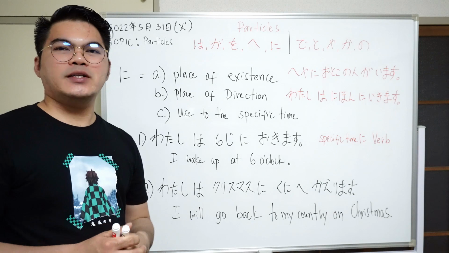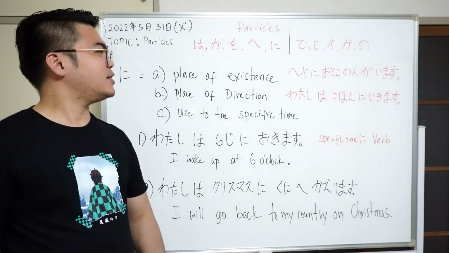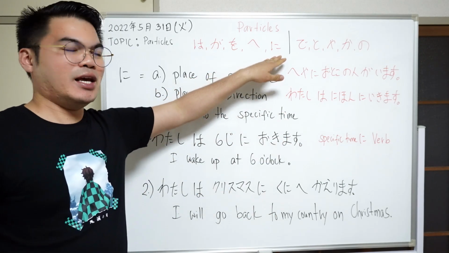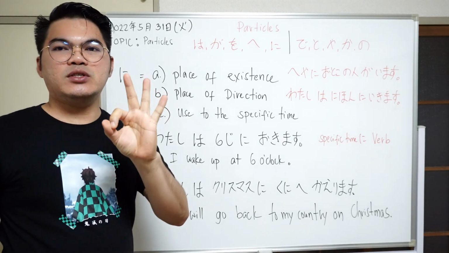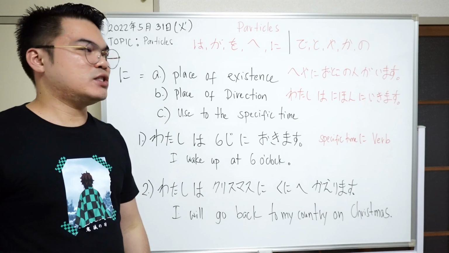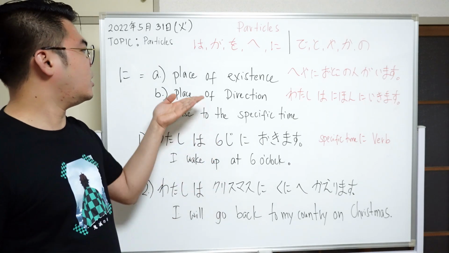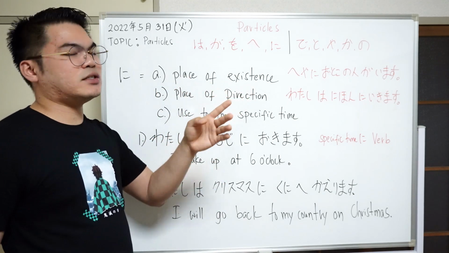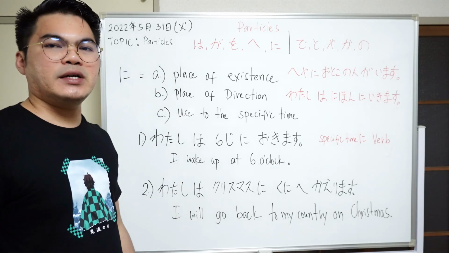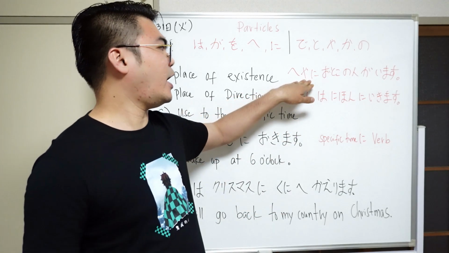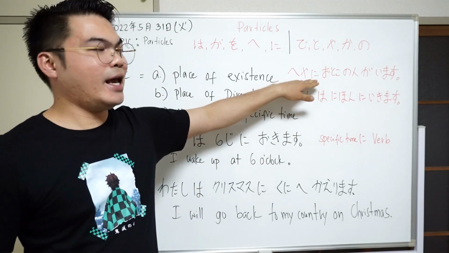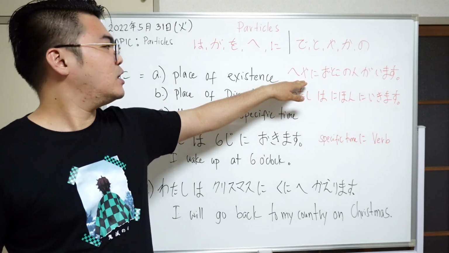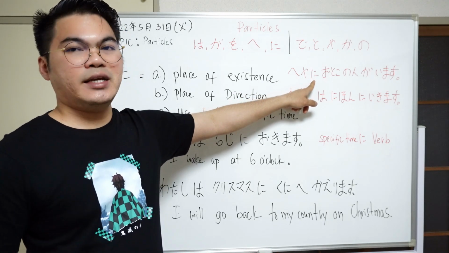Okay, the last particle, but not the least, is the particle ni. Particle ni has three usages in basic Japanese. As I mentioned earlier, place of existence is the first usage of particle ni. For example, heya ni otoko no hito ga imasu. Heya is the place of existence. That's why we put particle ni here.